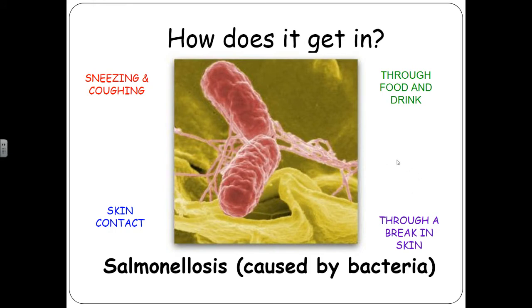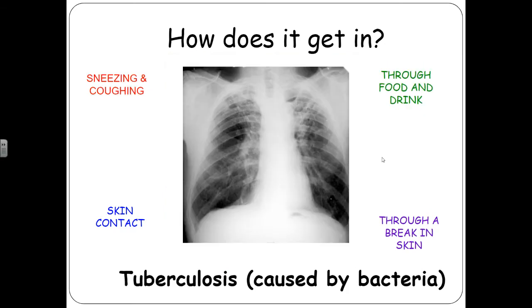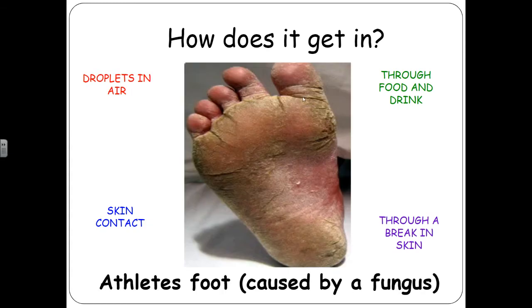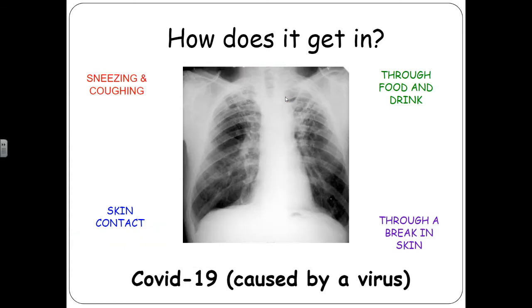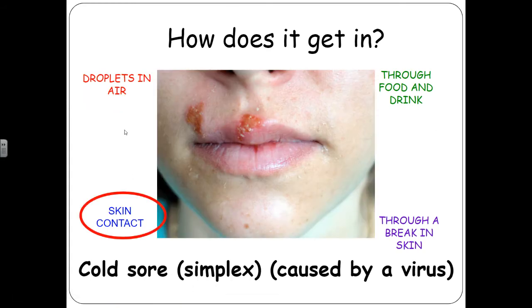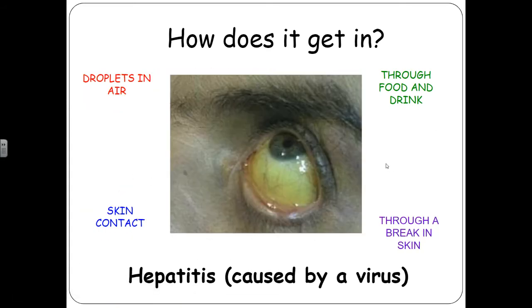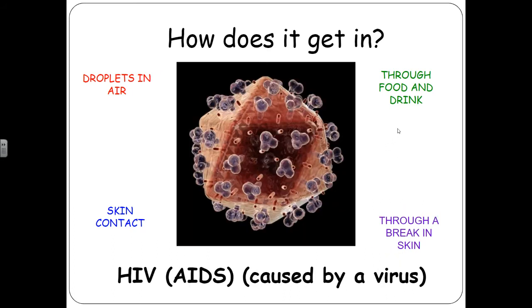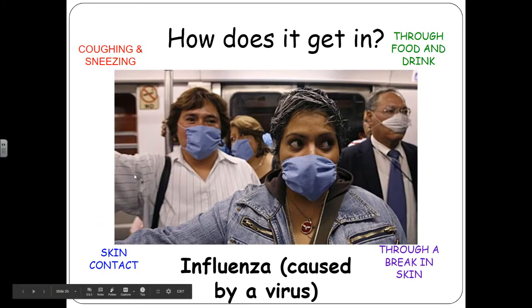So, salmonella, caused by bacteria through food and drink. Tuberculosis, caused by coughs and sneezes, that's how you get it. Athlete's foot, caused by skin contact. COVID, caused by coughs and sneezes. There is some fomite transmission, etc., but mostly coughs and sneezes. Cold sores, skin contact. Hepatitis, liver issue, caused by breaks through skin. HIV, caused by breaks through the skin, you can't get it through any of these other ways.